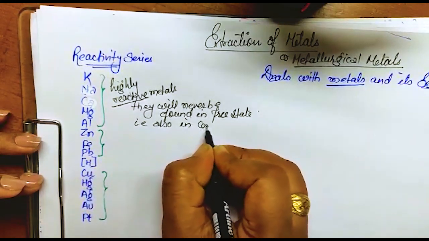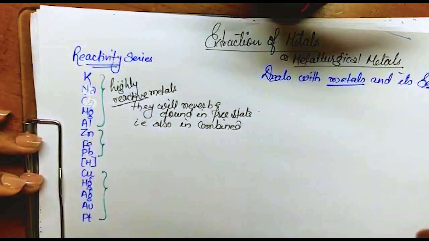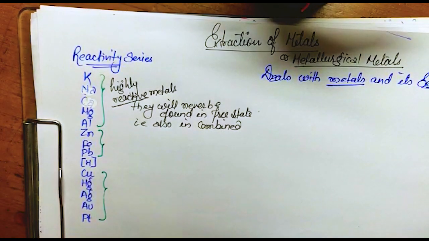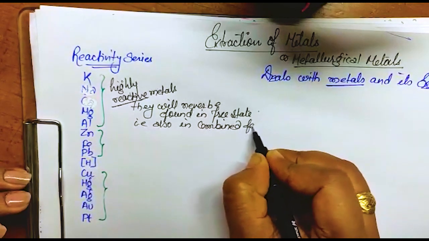So what is this combined form? Combined form means it will always be in the form of a compound. Like you will never see potassium alone. It will be potassium chloride, potassium sulfate, isn't it? You will never see calcium alone. Wherever we see calcium, it is in the form of calcium sulfate, calcium phosphate, calcium chloride, like this. So also in the combined form you can see.